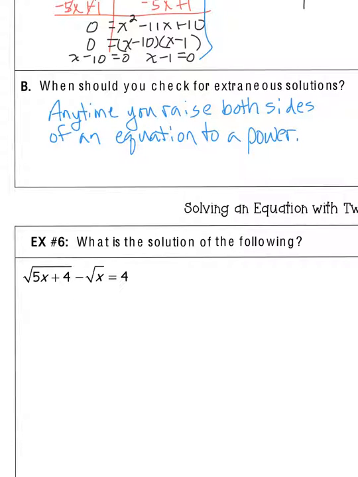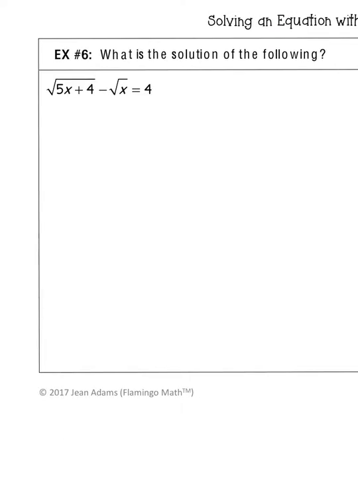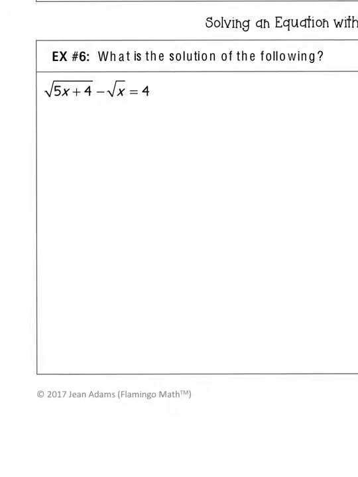So let's up the bar a little bit. This time I'm going to give you 2 radicals. So we only have 2 more problems to do. This one and one that's a little bit of a challenge.